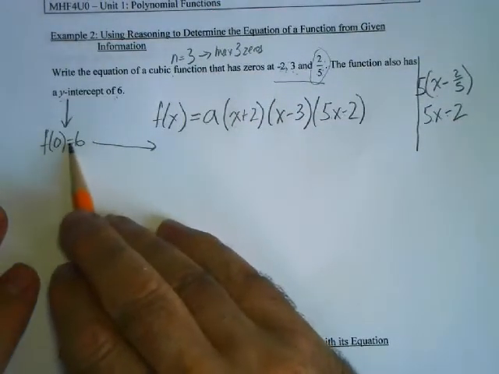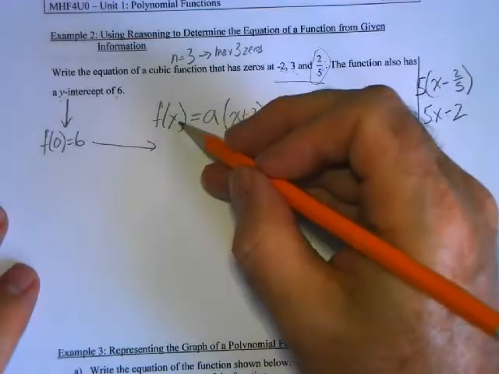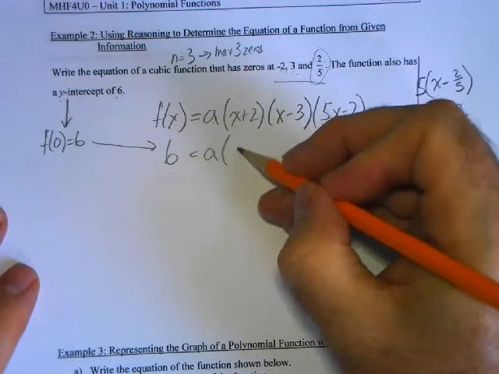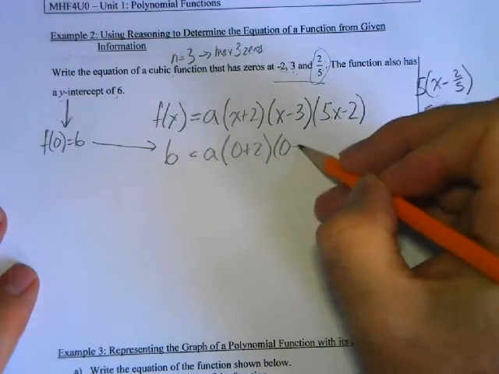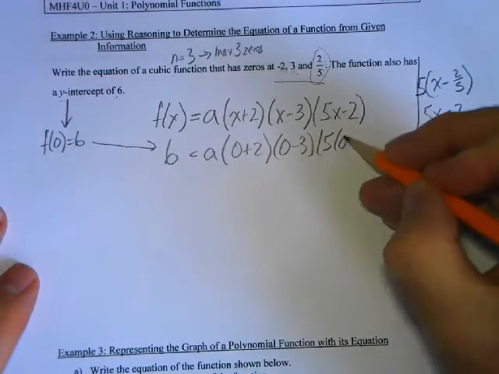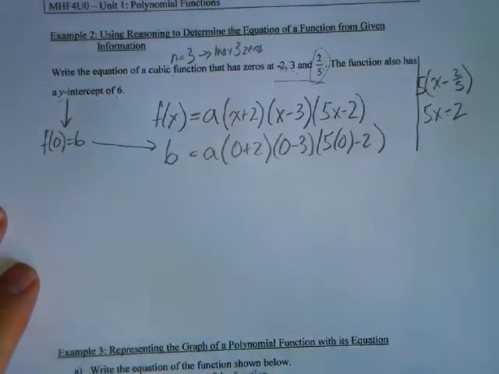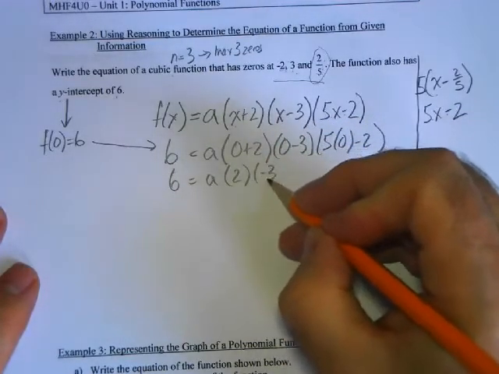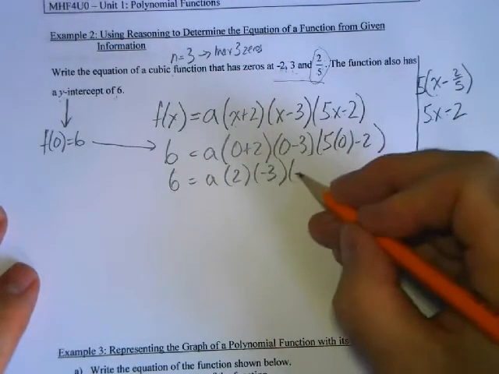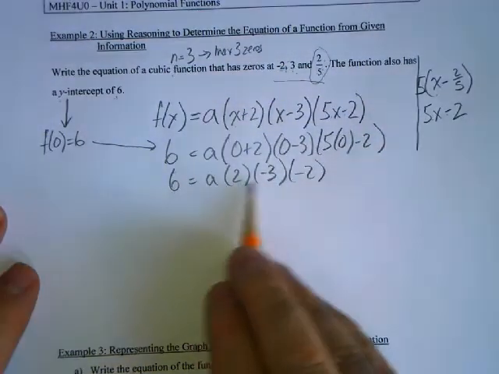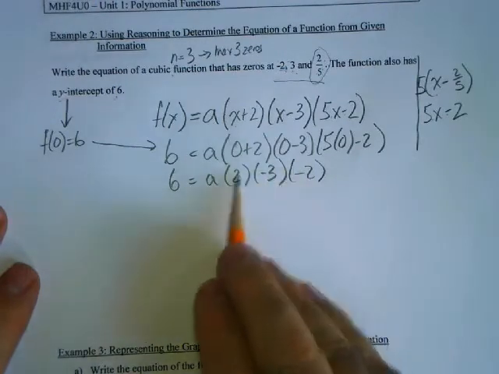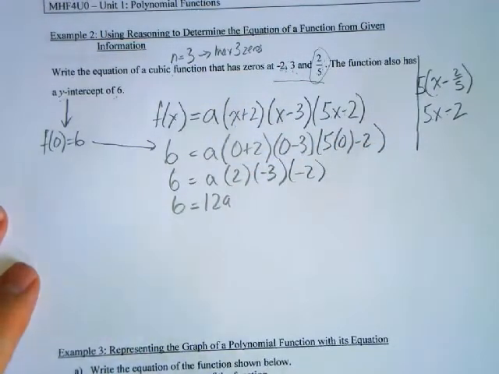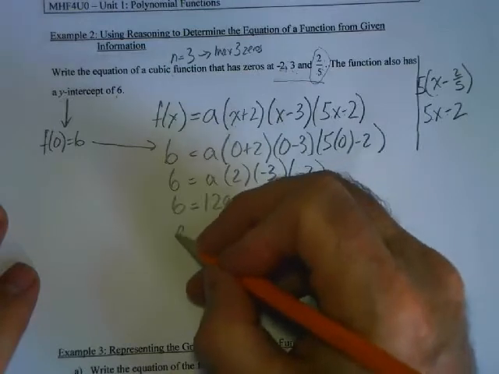So f of 0 is 6, so that goes here. And then we set all the x's to 0. Five times 0 minus 2. Okay, so we have 6 equals a times 2 times negative 3 times negative 2. So if we multiply these out, we get positive 6 times 2, that's 12 times a, equals 6. And then if we divide both sides by 12, we get a equals 1/2.